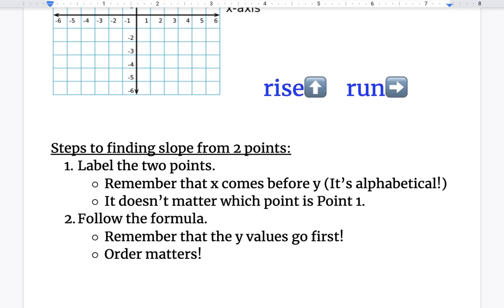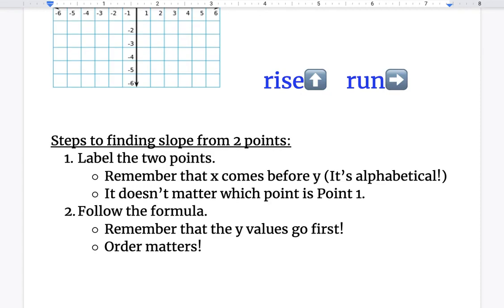Here are the steps to finding slope from 2 points. First of all, you have to label your 2 points as your x1 and y1, x2 and y2. And remember that x comes before y in your ordered pair. It's alphabetical. It doesn't matter, however, which point is point 1 or point 2. Then when you're done labeling the 2 points, you're going to just follow the formula. And remember that the y value goes first. It's on top. The order does matter when you are subtracting, though, and we'll go over what that means. So make sure you pause the video and get this down in your notes before moving on.